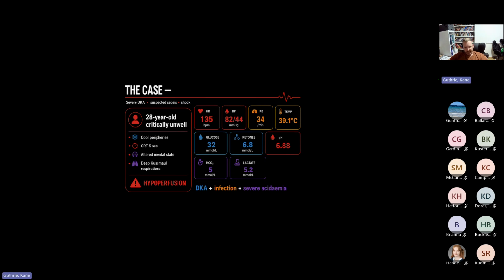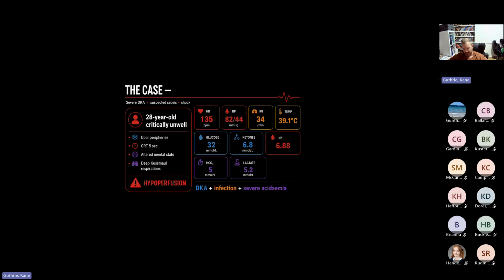Moving on now to case number 4. This is a 28-year-old male, comes in, got cool peripheries, capillary refill time of 5 seconds, an altered mental state, got these deep Kussmaul respirations. We look at his gas there and his vital signs.